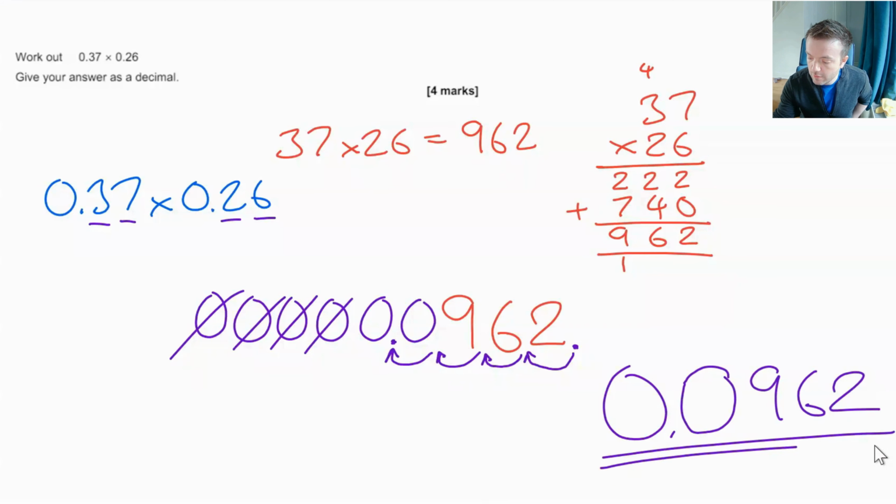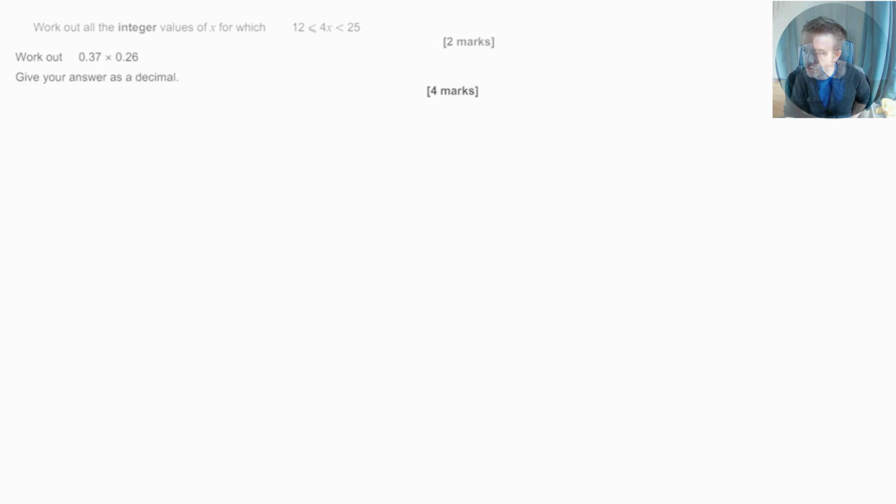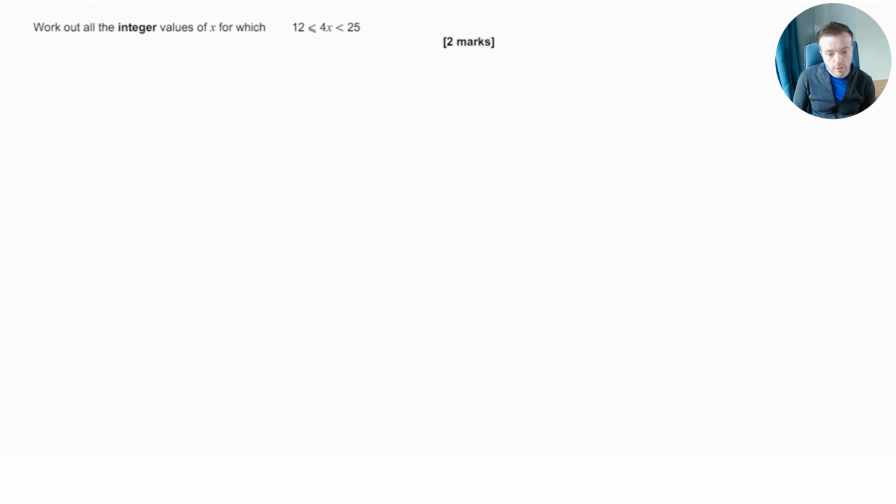0.00962. Very, very badly drawn. 00962. For some reason, we have massive zeros. I don't know why. Oh well, never mind. Okay, question done. Okay, so next question.